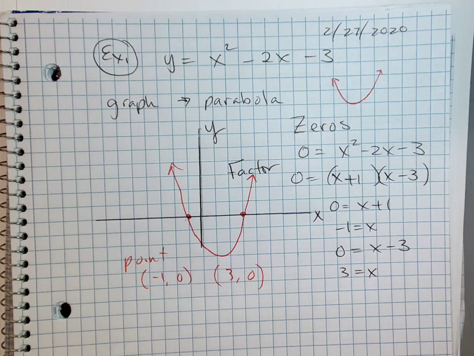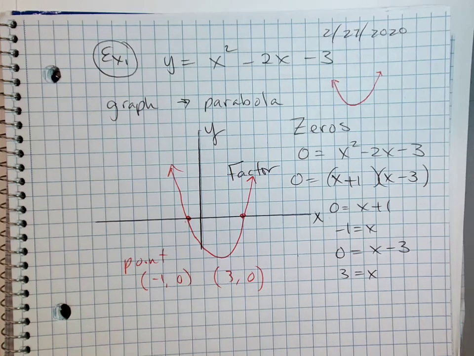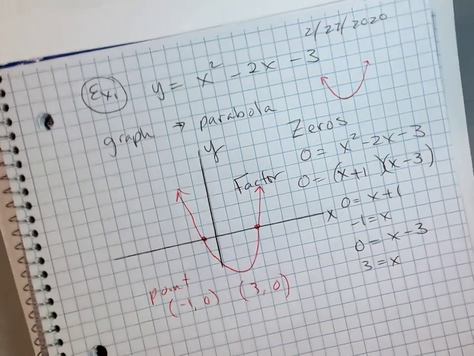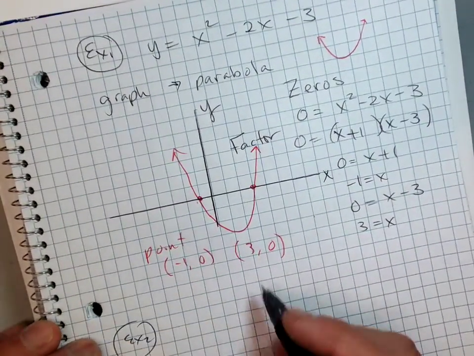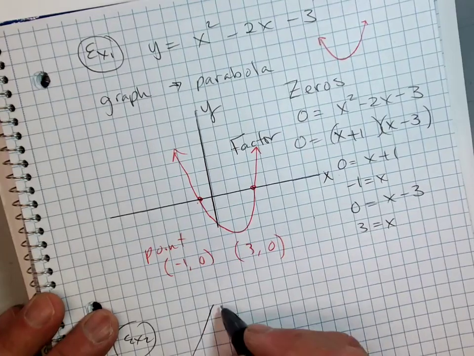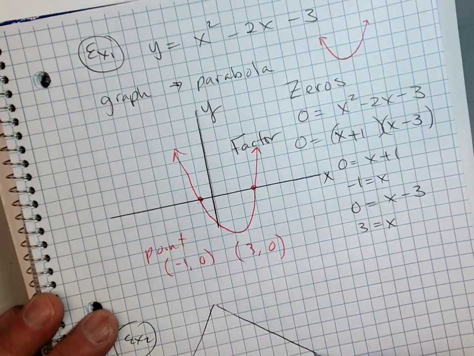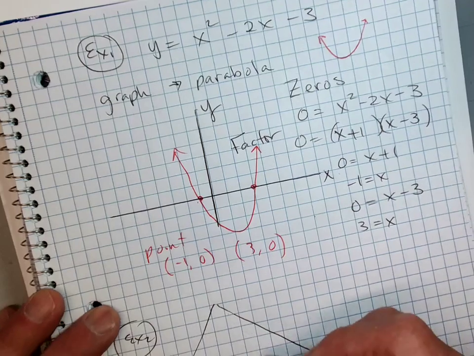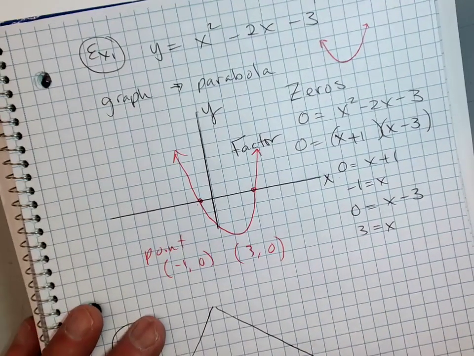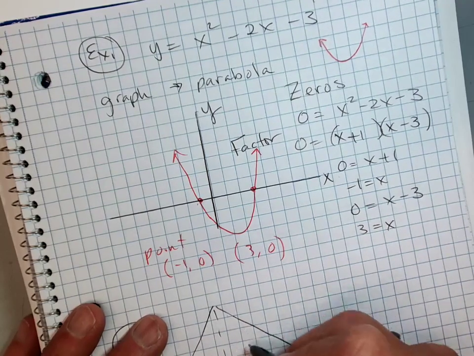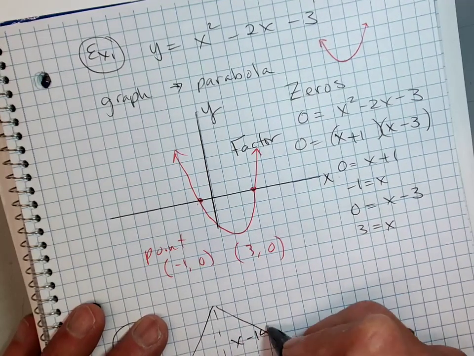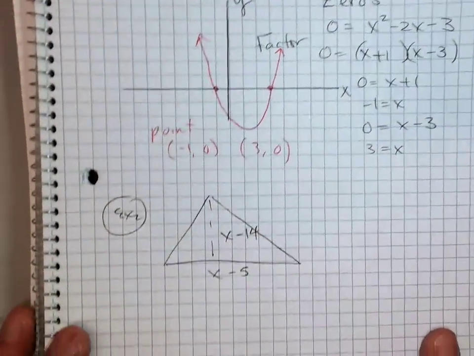All right, now I want to do one more thing. Let's look at a problem that looks like this. Okay, so example 2. Let me draw a triangle. I've got a triangle. I want you guys to draw this triangle. And I know the base is x minus 5. And I know the height is x minus 14, okay? Okay, draw that triangle.